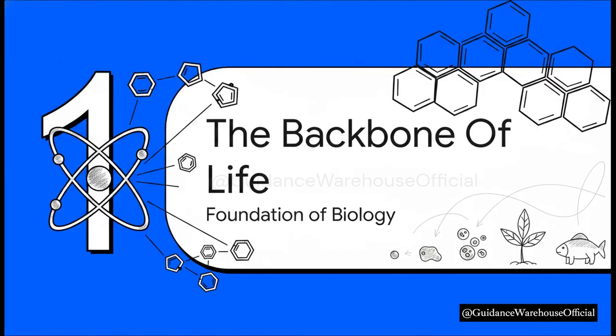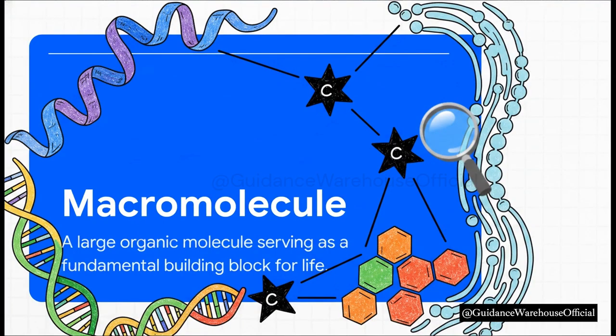So Section 1, the backbone of life, which is truly the foundation of biology. Now, you might be wondering, how exactly are massive, complex, diverse life forms actually built at the microscopic level? How do we go from invisible, tiny atoms to a living, breathing organism? Well, the answer lies in macromolecules. And these are exactly what they sound like: massive, complex, organic molecules. We're talking about the proteins that build your muscles, the nucleic acids, like DNA, that store your genetic code, the carbohydrates giving you energy, and the lipids making up your cell membranes.